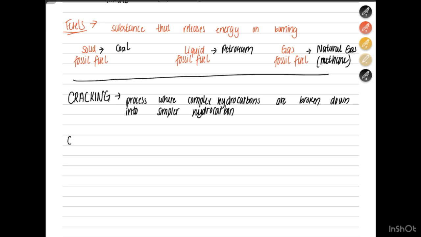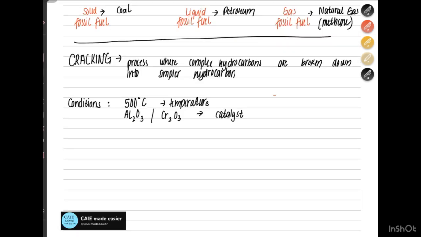What are the conditions? I'll give you one example and the conditions of cracking. The condition is going to be 500 degrees Celsius. This is going to be the temperature. And we also need a catalyst, because just heating is not enough. We need a catalyst, which would be aluminum oxide, Al2O3, or chromium oxide, Cr2O3. These conditions are for all cracking reactions.